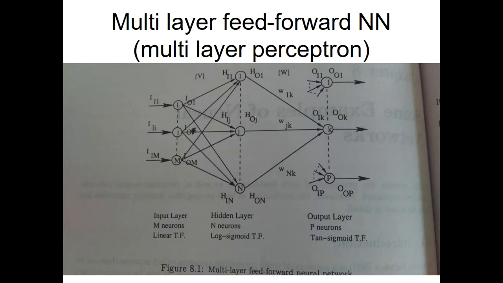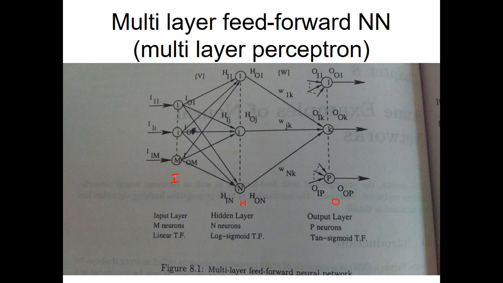Let us have this diagram. This is a neural network diagram with one hidden layer. This is your input layer. This is hidden layer, output layer. Input layer is termed as I, hidden layer as H, output layer as O. Try to understand the terminology.